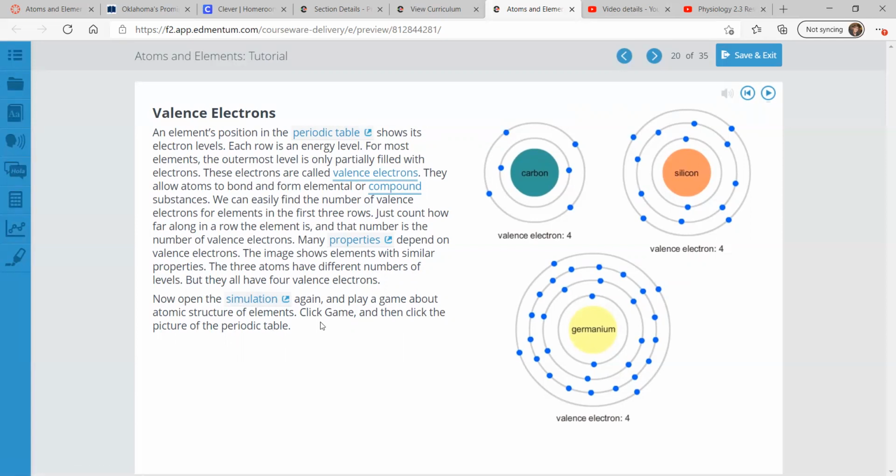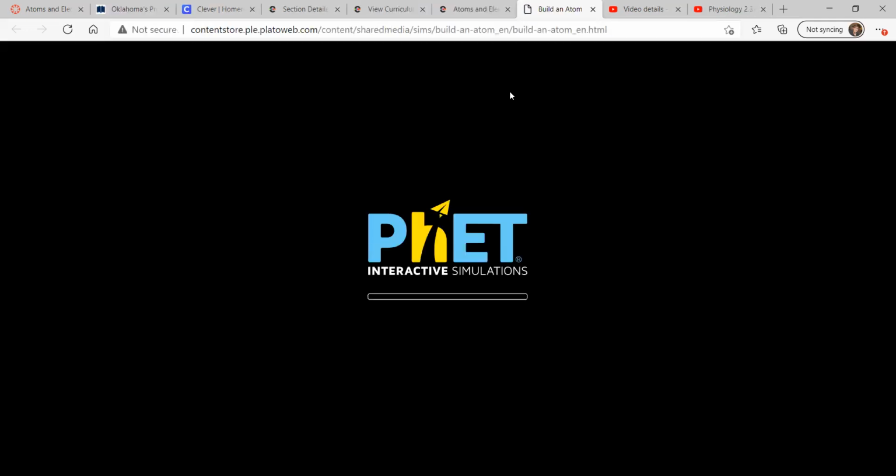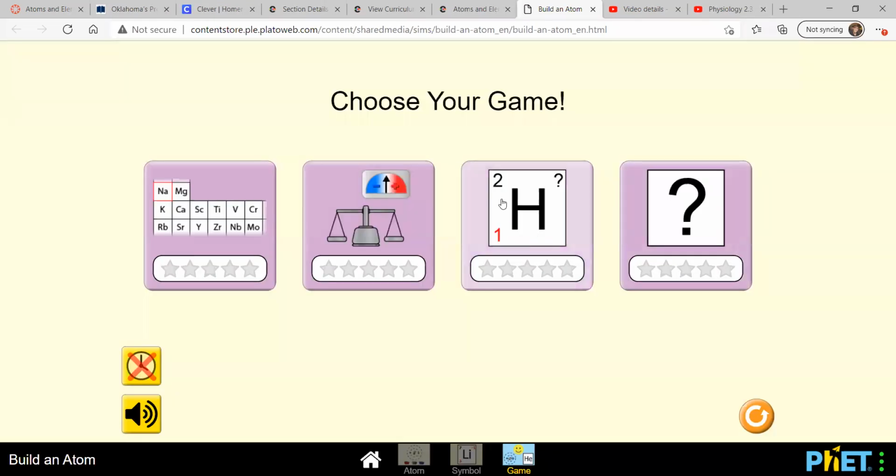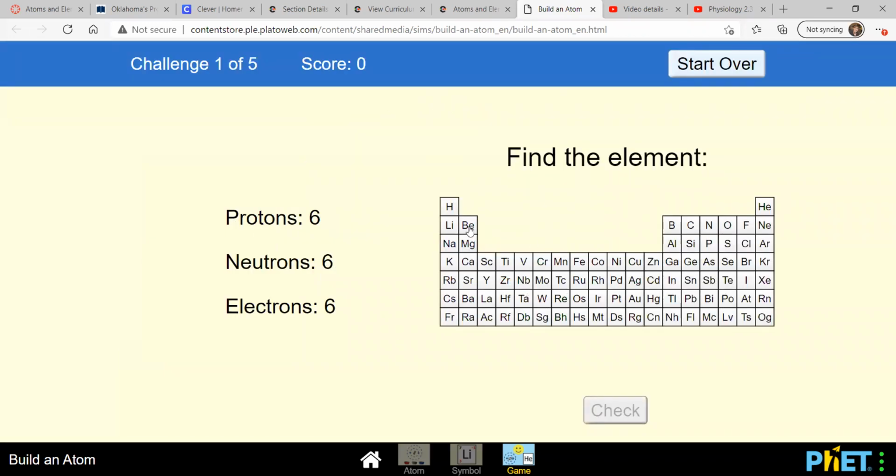Now open the simulation again and play a game about atomic structure of elements. Click game and then click the picture of the periodic table. Okay, so game, periodic table, there we go. Okay, so 6 protons, that means the position is 6. So we have hydrogen, helium, lithium, beryllium, boron, carbon.